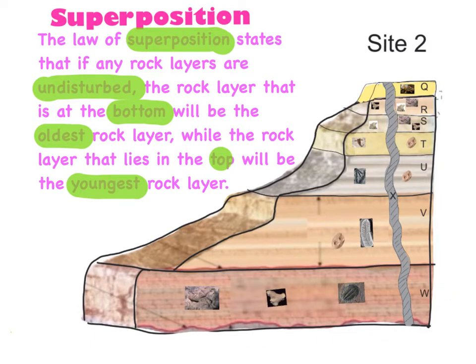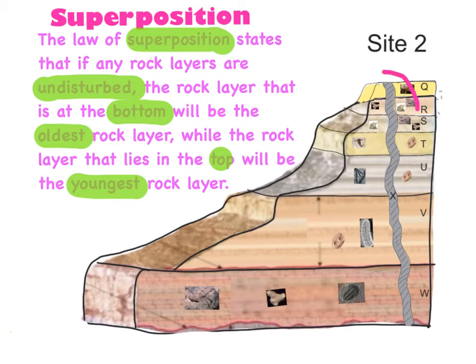at the bottom. The rock layer that formed second is rock layer V. The rock layer that formed third is rock layer U. The rock layer that formed after rock layer U is letter T. Then rock layer S formed. After rock layer S formed, rock layer R formed. And then after rock layer R, Q formed. Last but not least, the last piece of rock that formed was the igneous intrusion labeled letter X.